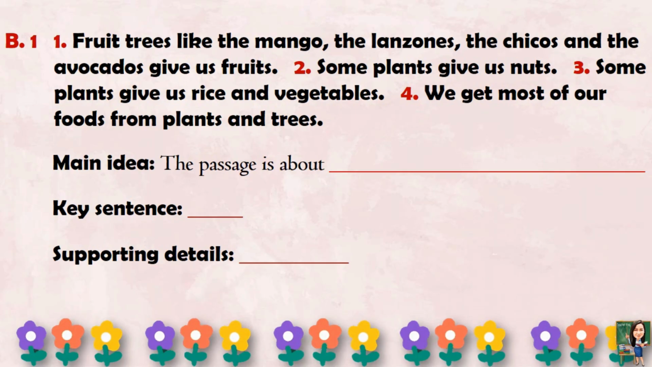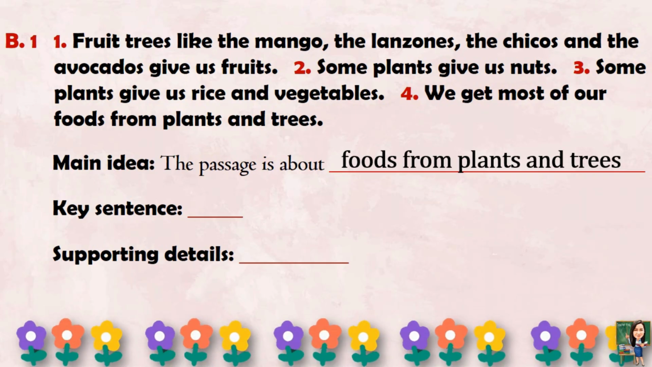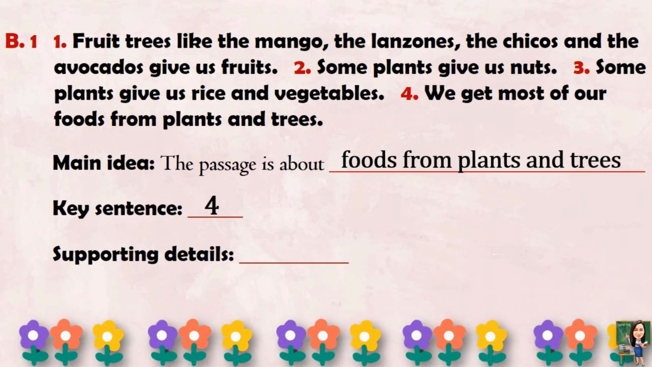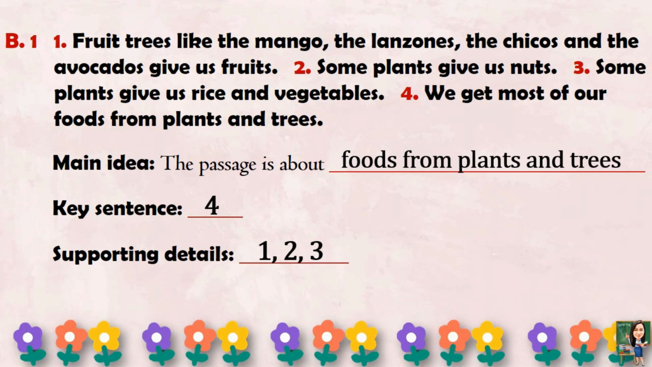The passage is about... Very good! Foods from plants and trees. The key sentence is... Number 4. We get most of our foods from plants and trees. The supporting details are... Number 1, 2, and 3.